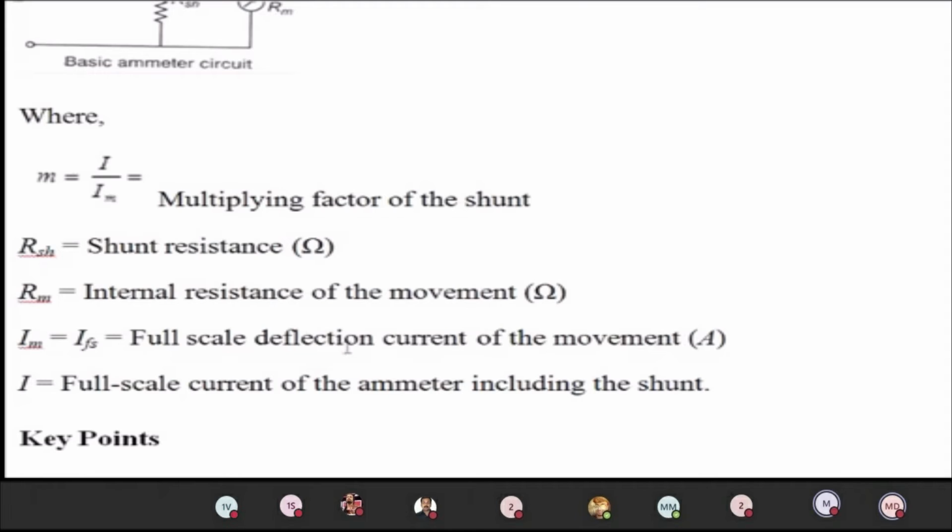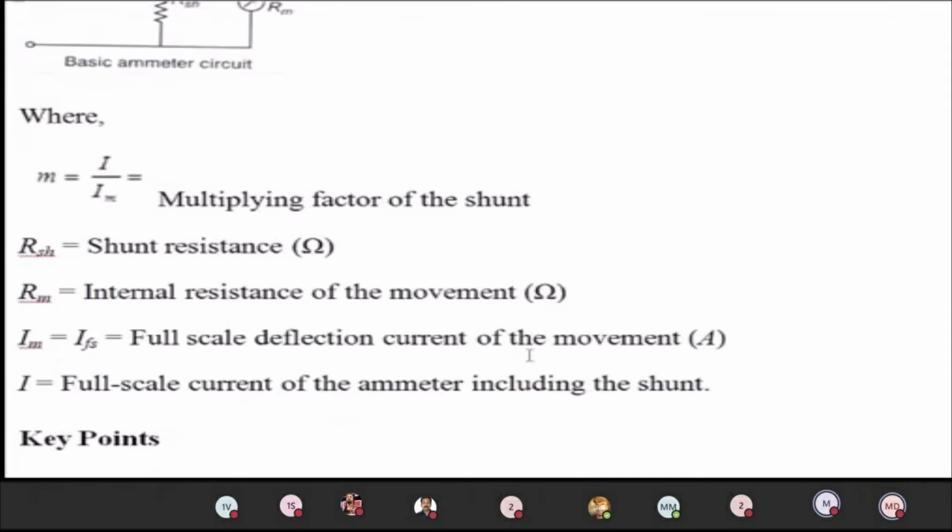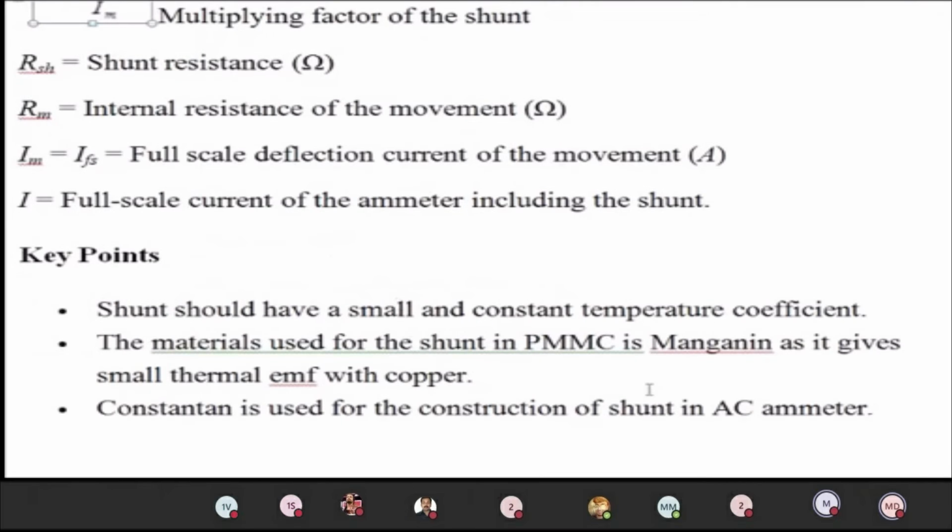Here you can see I_M, sometimes referred to as I_FS, the full scale deflection current of the meter, where I stands for the full scale current of the ammeter including the shunt. That is the total current which has been entering the ammeter. So these formulas will be helpful while solving the problems.